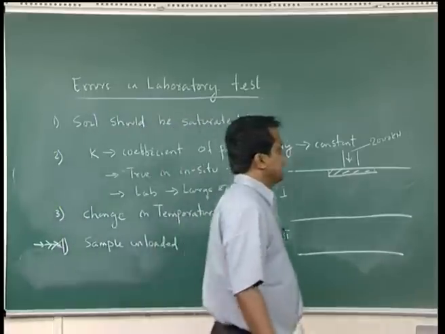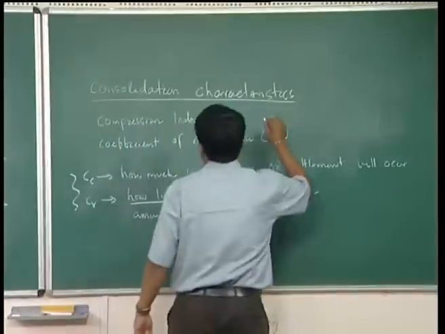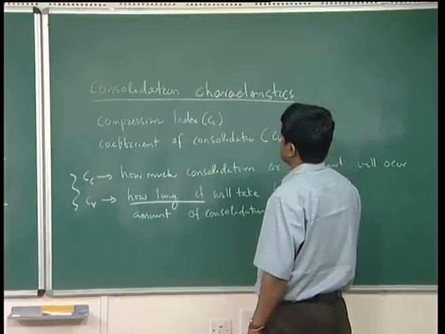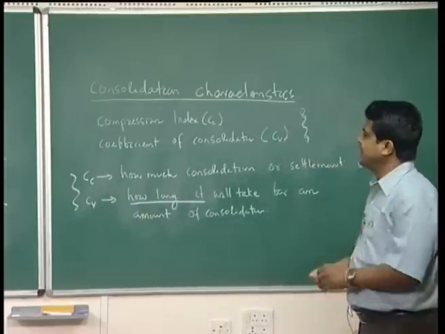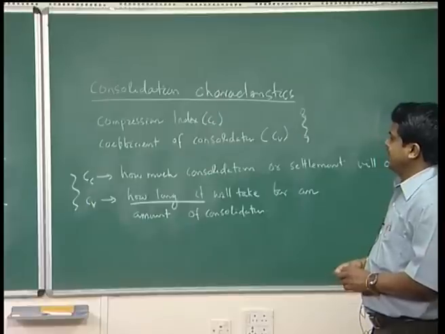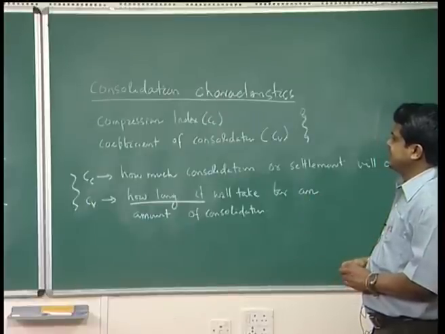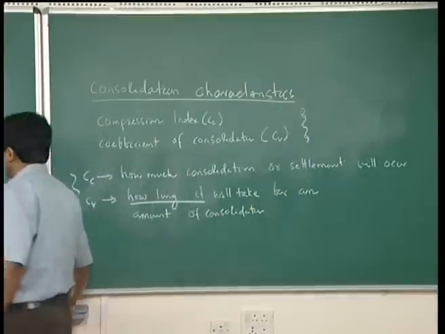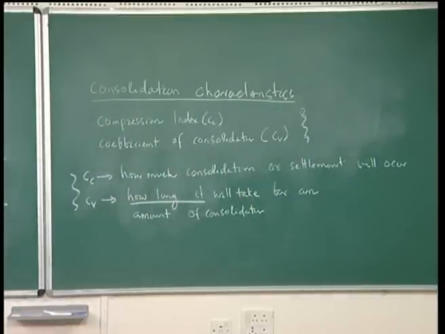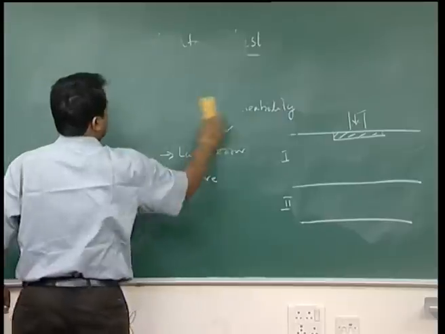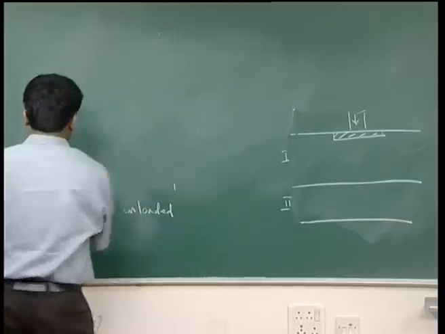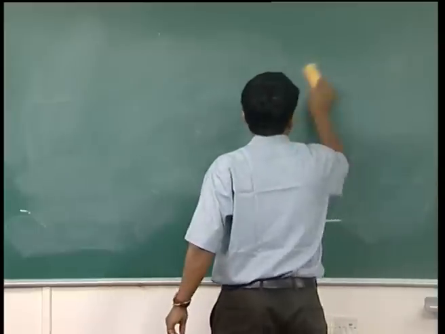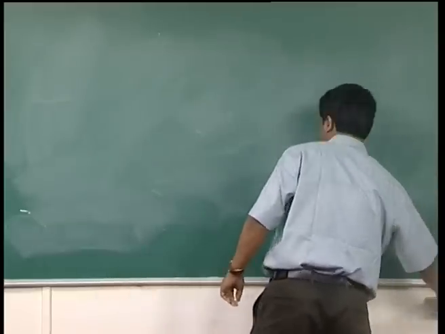So, these two phenomena are the primary or basic characteristics of consolidation, which are used particularly in the design of foundations. We will discuss Cc and Cv. First, we will go to the laboratory part to get these consolidation parameters Cc and Cv, then we will go one by one.